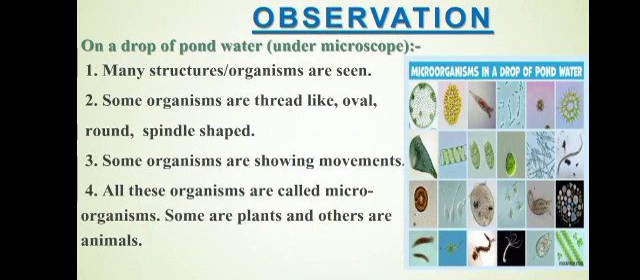So what we have observed is that in a drop of pond water we can see many structures or organisms. Some organisms are thread-like, some are oval, round and spindle-shaped. Some organisms show movements also. All these organisms are called microorganisms because they are very small in size. We cannot see them with our naked eyes. Some of them are plants and some of them are animals.